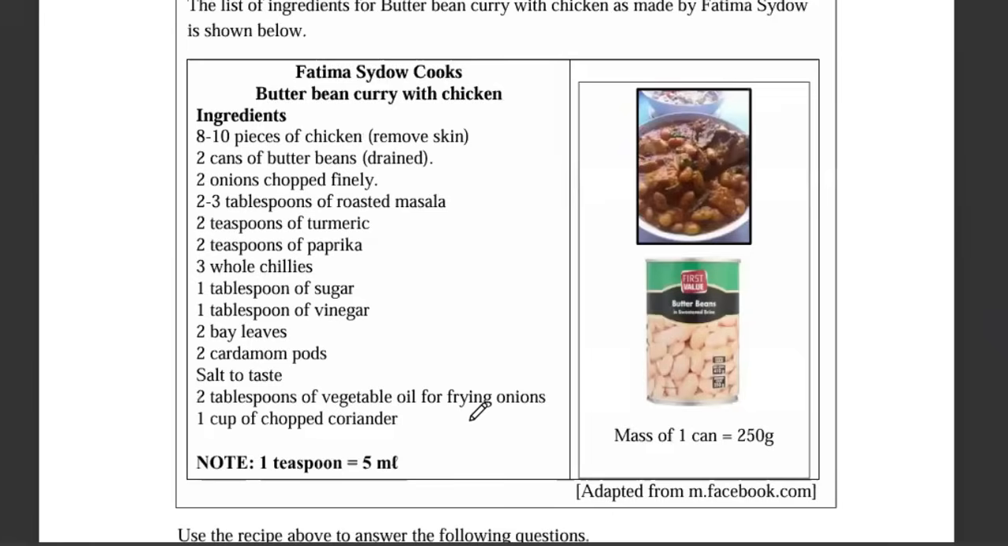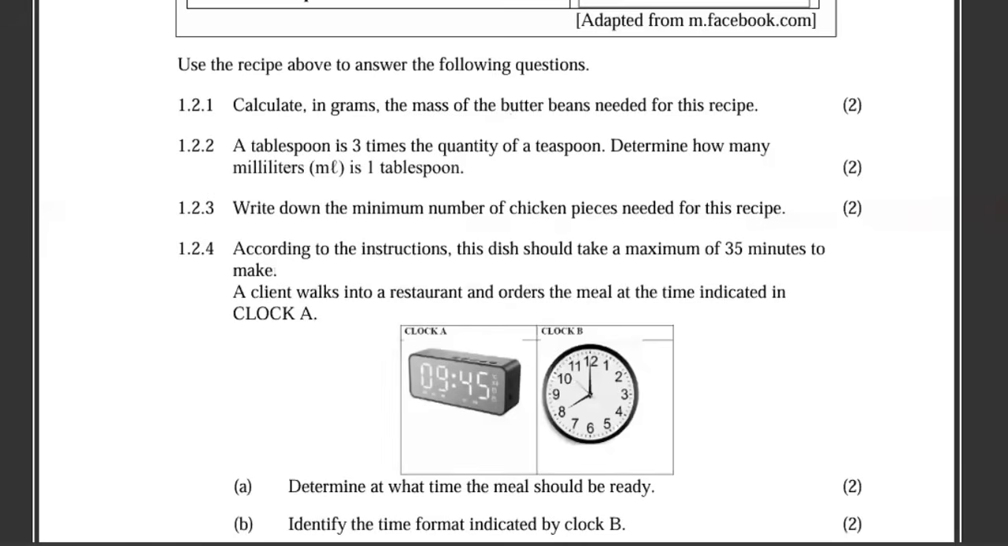So the mass needed. So the butter beans, where are they? They're telling us 2 cans. But each can has a weight of 250. What are we going to do? Since there are 2 cans, we shall come here and we say 2 times 250. And this will give us 500. But don't forget, these are what? Grams. Paper 2, please don't forget the units. You never know when they will be needed.